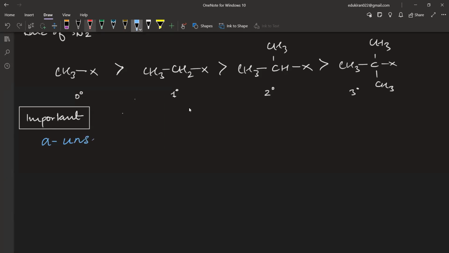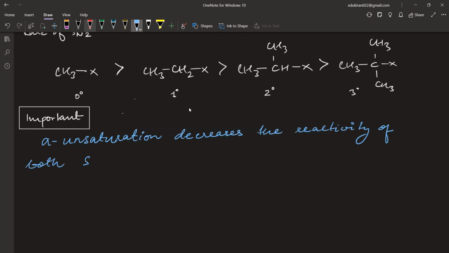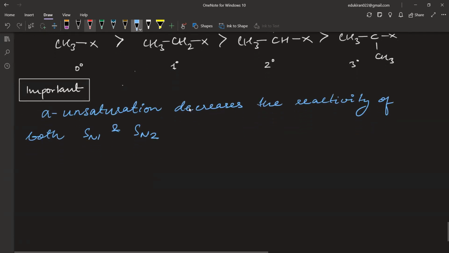Alpha unsaturation decreases the reactivity of both SN1 and SN2. Okay, it decreases the reactivity of both SN1 and SN2. Why? What is alpha unsaturation? First of all, let us see that.